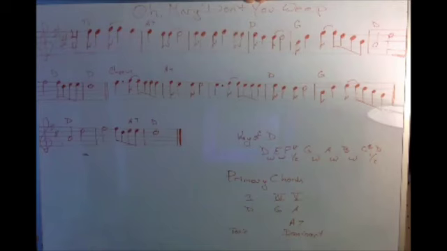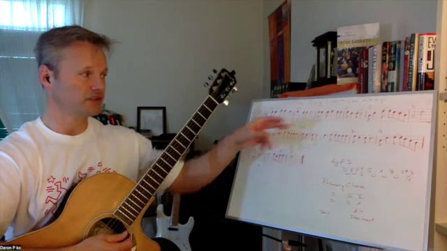Bar 1 then is 1 and 2, the G is on the and, we don't play 3, the F sharp is on the 4. 1 and 2 and 3 and 4. Next bar is 1, 2 and. 1, 2 and. We don't play 3 or 4 because we're tied.